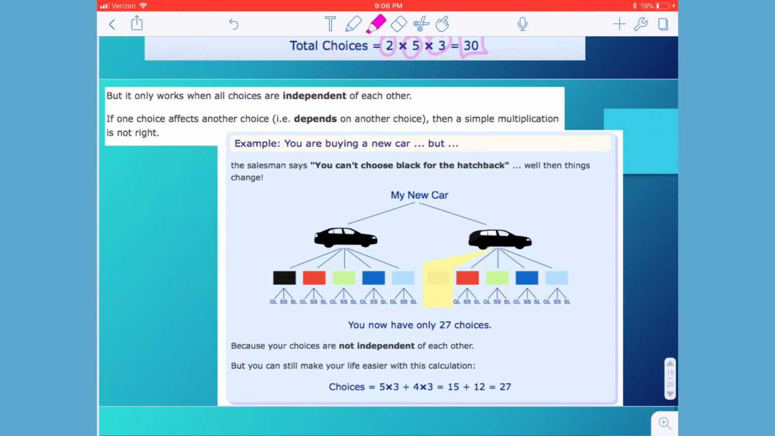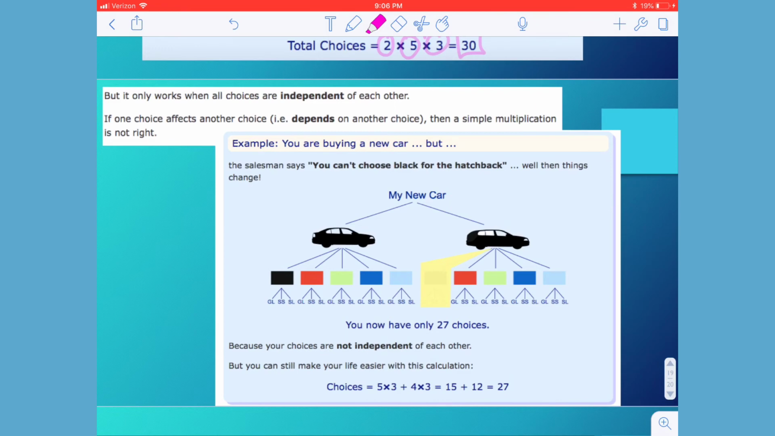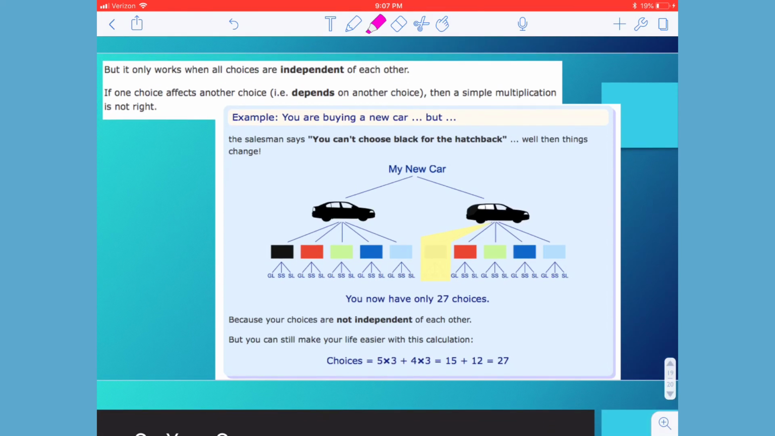But it only works when all the choices are independent of each other. If one choice affects another choice, so it depends on one decision that you make, then a simple multiplication is not right. So let's say that black is not an option for the hatchback vehicle. So you can have black for the sedan, but not for the actual hatchback. Because your choices are not independent of each other, you still can use the fundamental counting principle. You just have to do it a little differently. So you have 5 different colors over here and 3 different models for each of those. So you can multiply that together. You have 4 different colors on this side with 3 different models each. So you can multiply that together. And that gets you your 15 plus your 12 value. And when you add those together, you get a total of 27.